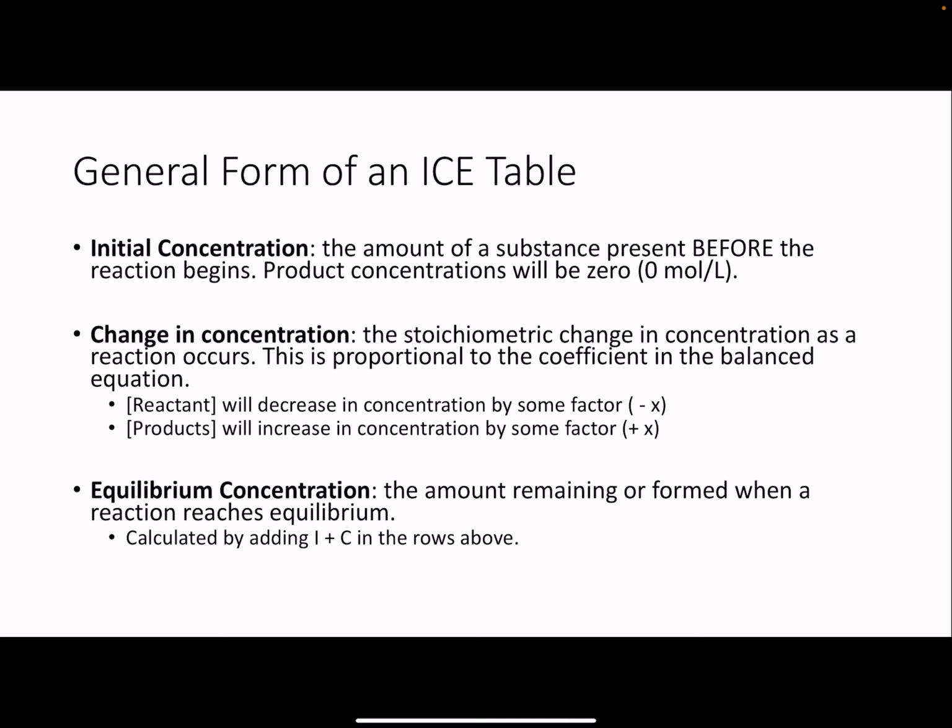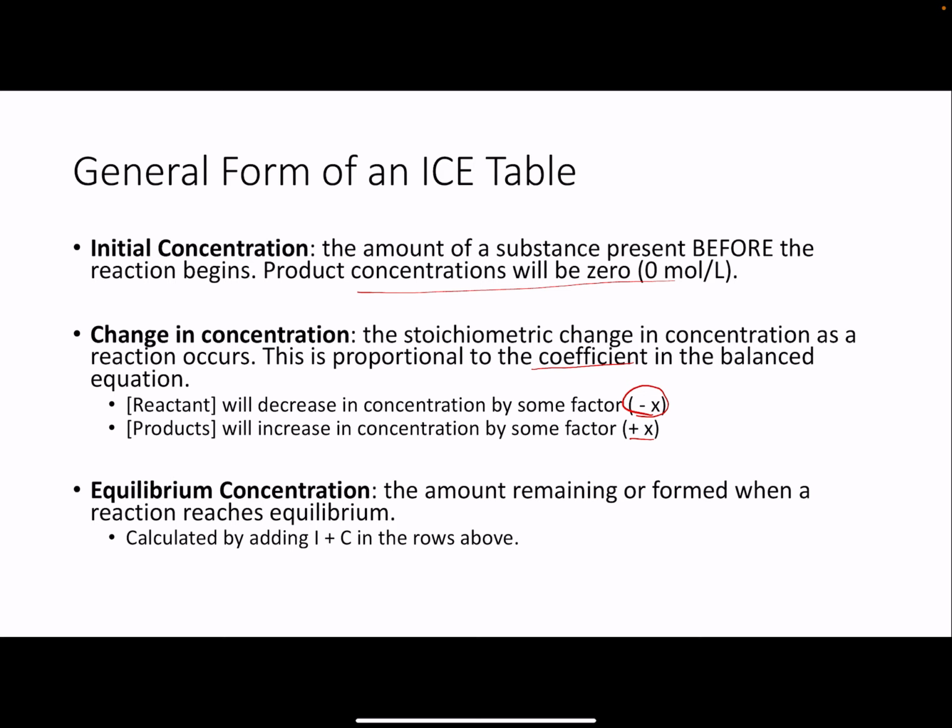The initial concentration is what was present before the reaction begins, and the product concentrations are, for the most part, 0. There are exceptions we'll look at later on. Then the change in concentration: reactants will decrease by their factor x, and their factor is their coefficient, and products will increase, so we'll see positive x beside a product. And finally, when we take the initial concentration and add the change to it, we'll get the equilibrium concentration.